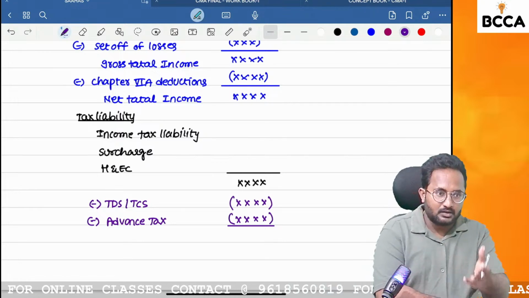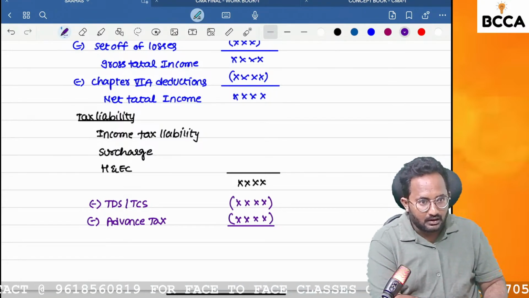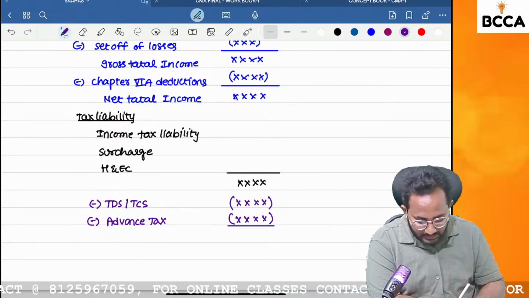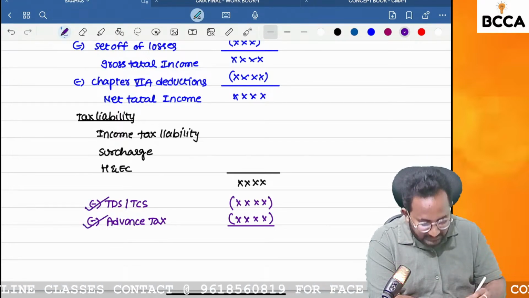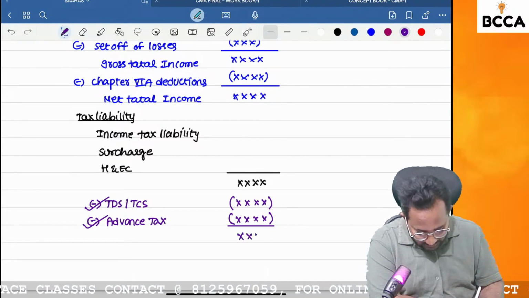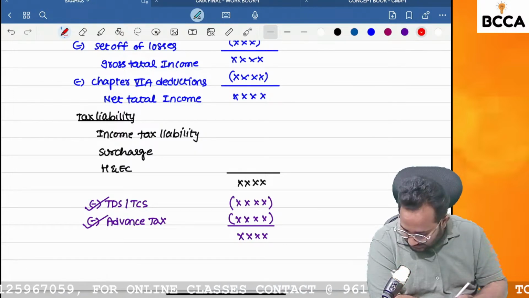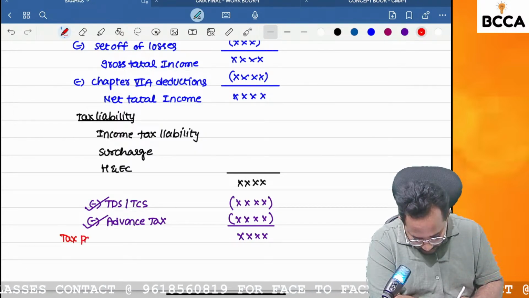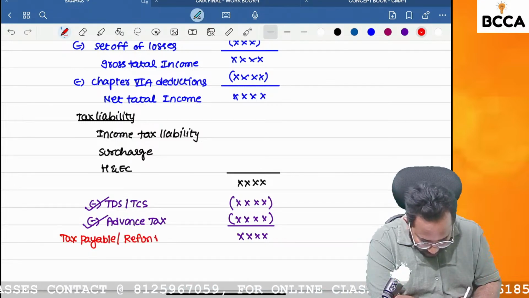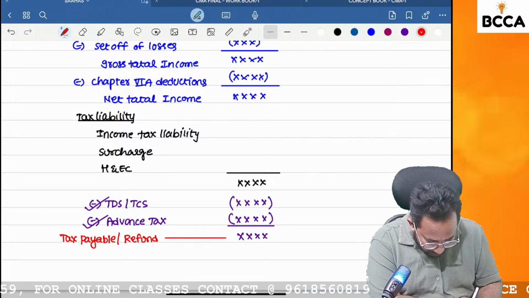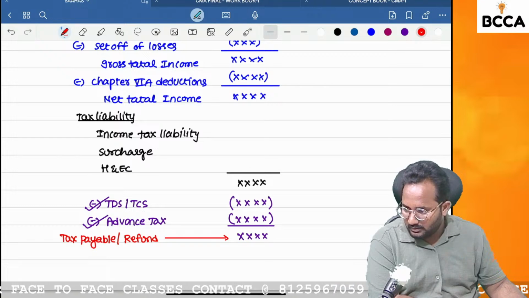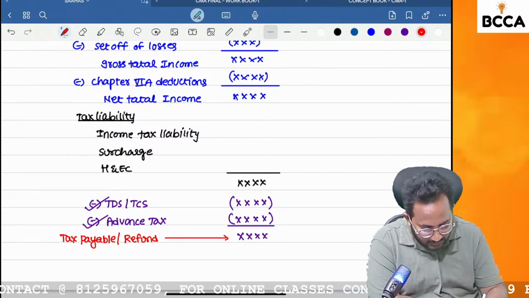Simple. Salaried employees in the assessment year, while filing the return of income, if any TDS or TCS or advance taxes were paid during the previous year, they are taking those credits. Finally, you will get the tax payable or refund.